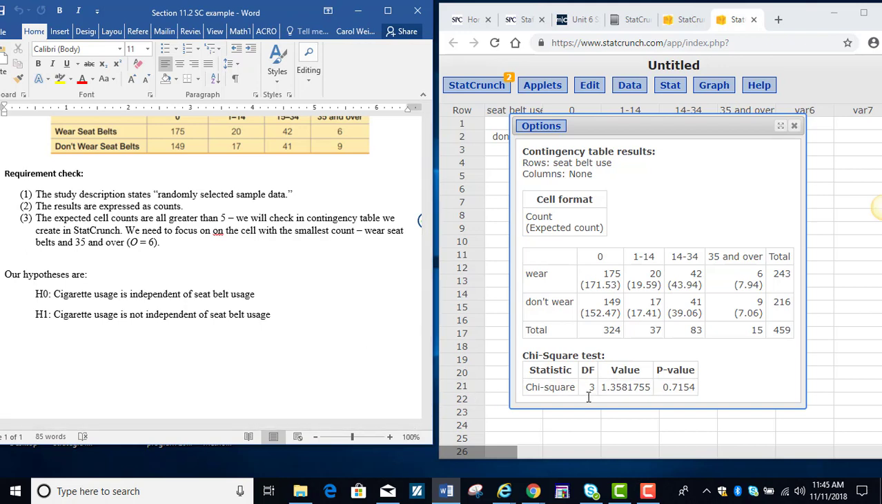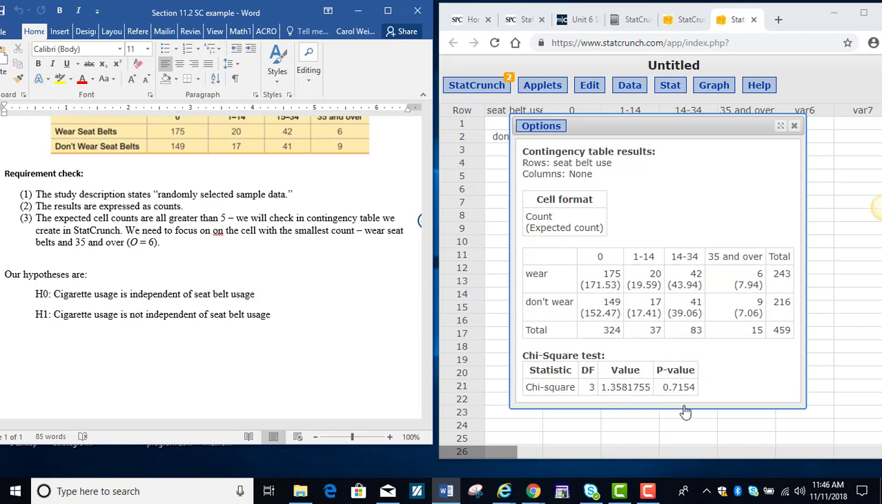So I look at my chi-square statistic, 3 degrees of freedom, and that's because we have 2 rows, 2 minus 1 is 1, and 4 columns, 4 minus 1 is 3, so I have 3 degrees of freedom. The chi-square test statistic is about 1.36. The p-value is about 0.72.